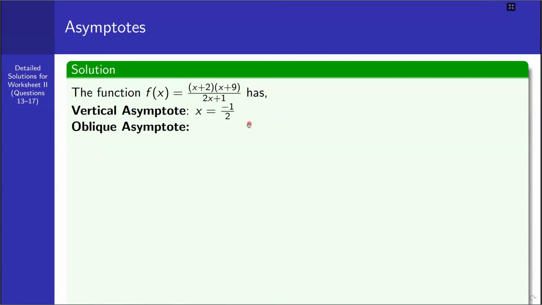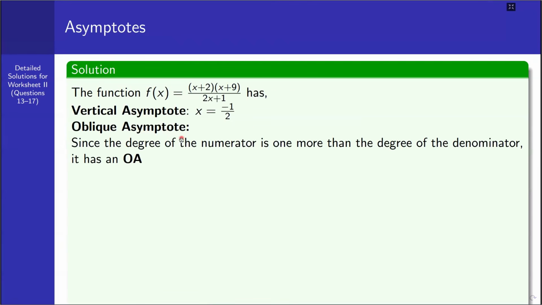Oblique asymptote ለማግኘት ምንድነው የምናደርገው? Using the long division method ማካፈል ነው። አካፍለን ኮሸንቱ ማለት it must be a linear polynomial function. That linear polynomial function could be used as an oblique asymptote for the graph of the given rational function. ስለዚህ ይህን ስናደርግ ምንድነው የምናደርገው? Since the degree of the numerator is 1 more than the degree of the denominator, it has an oblique asymptote. And this oblique asymptote will be obtained by simply applying the long division method.